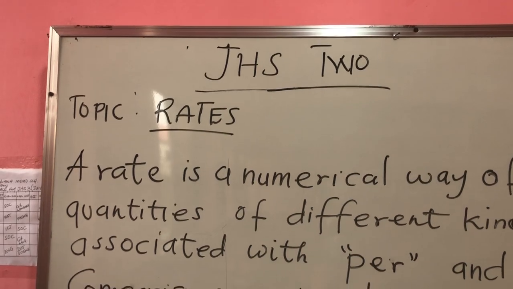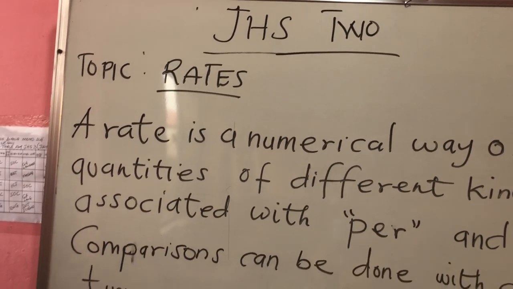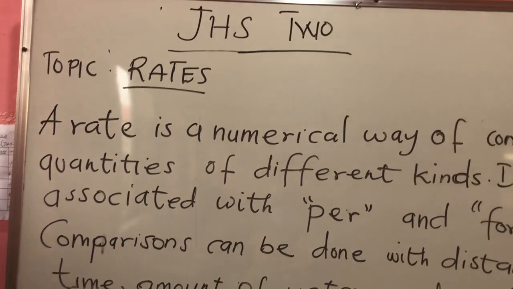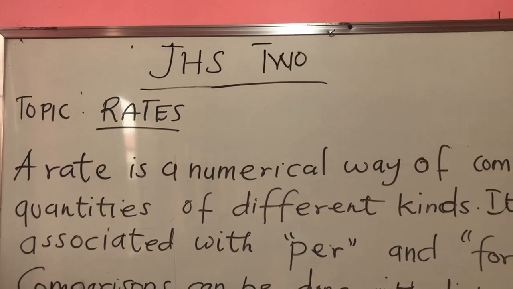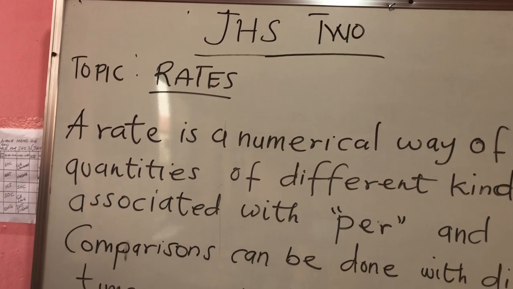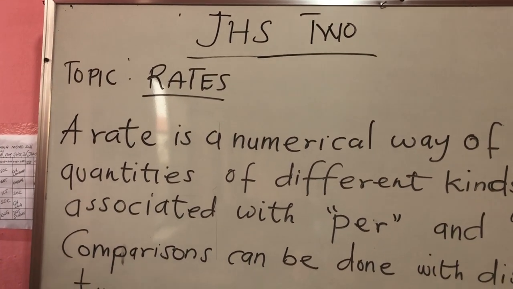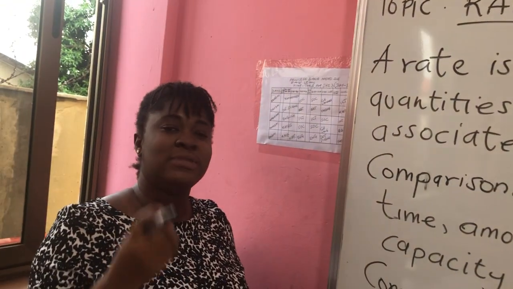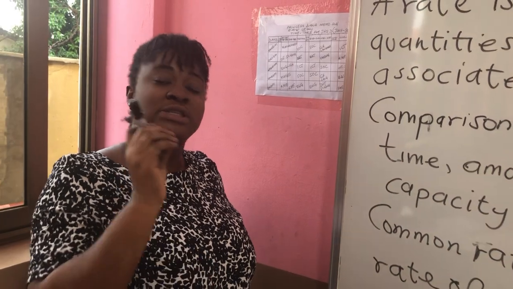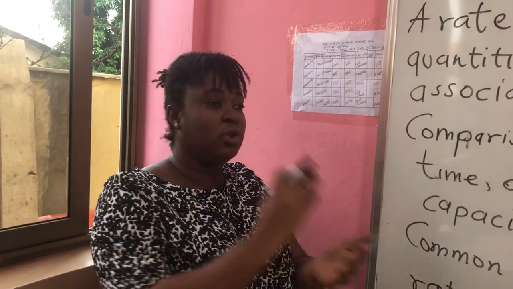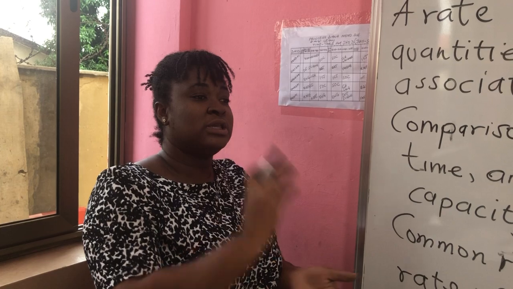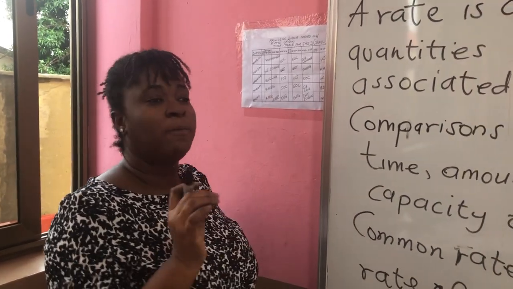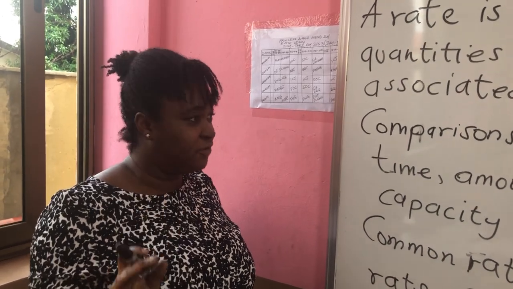Now, how similar is rate to ratio? Both of them compare quantities, or two quantities. What is the difference between rate and ratio? With ratio, we are comparing quantities of the same type. So if it is kilometer, it's kilometer. Kilometer is compared to kilometer, centimeter is compared to centimeter. But with rate, we are comparing two units, and they are different.